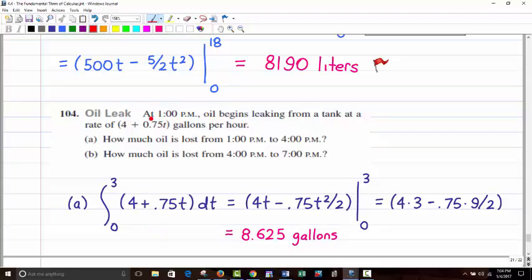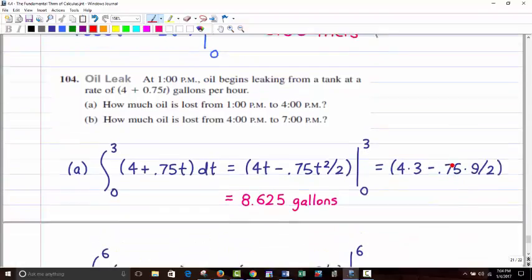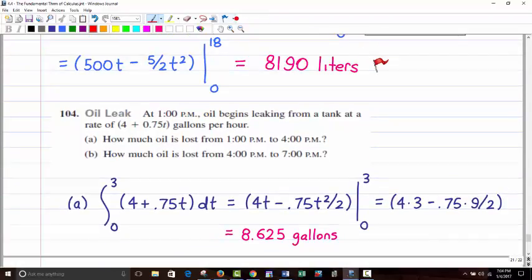Had it said noon, if it said start at noon, then 1 to 4 would have been correct. All right, antiderivative of 4 will be 4t, 0.75t will be 0.75t squared over 2. Plug in 3, plug in 0. We get 8.75 gallons. We'll give it the flag of approval. So there you go. This isn't too bad.